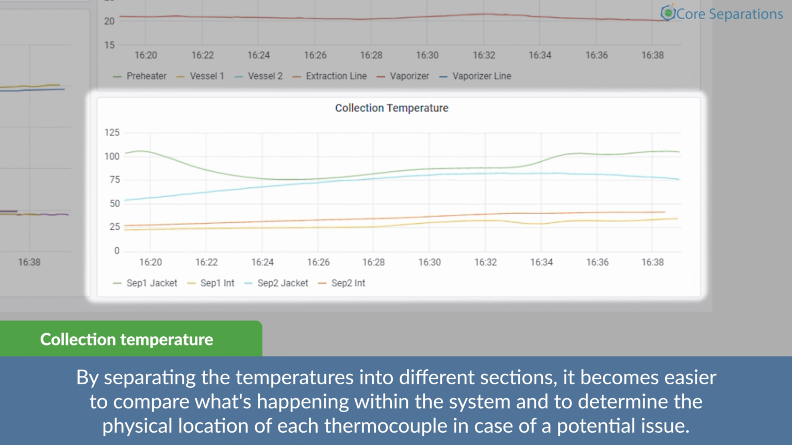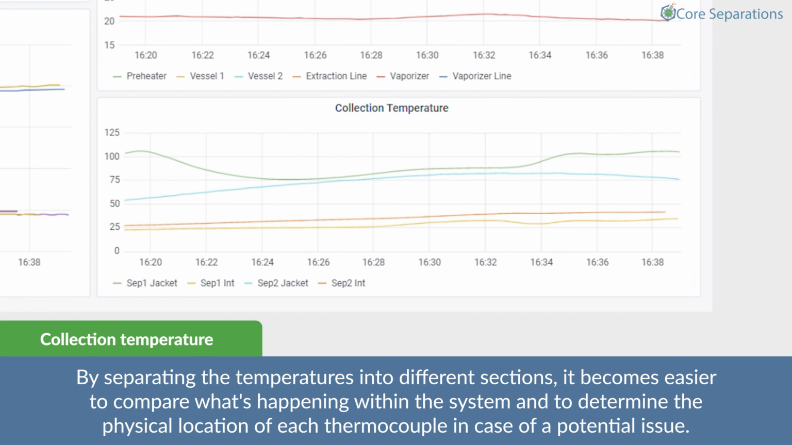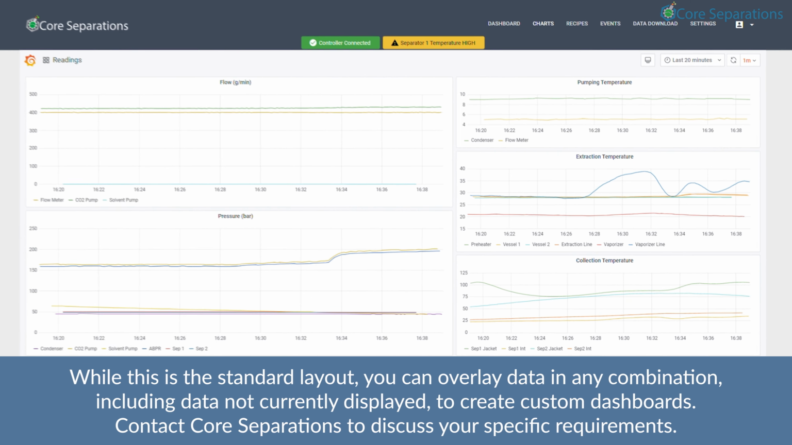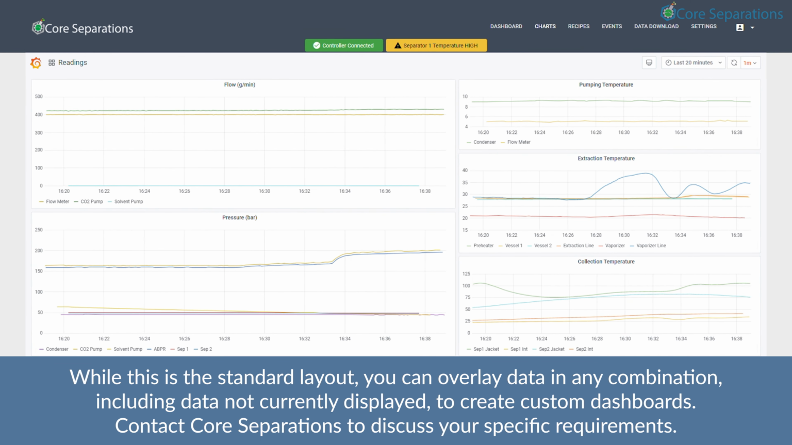By separating the temperatures into different sections, it becomes easier to compare what's happening within the system and to determine the physical location of each thermocouple in case of a potential issue. While this is the standard layout, you can overlay data in any combination, including data not currently displayed, to create custom dashboards. Contact Core Separations to discuss your specific requirements.